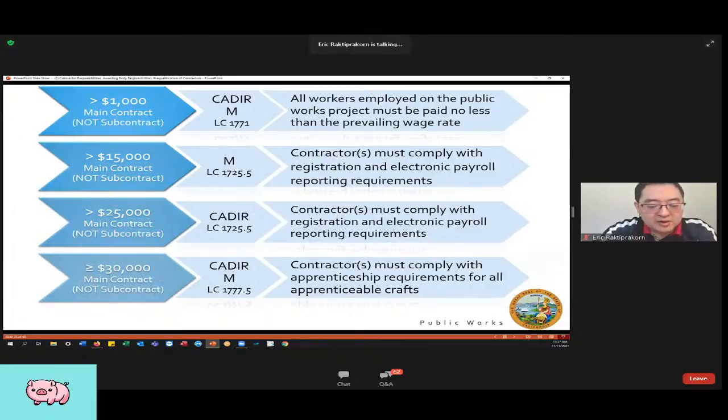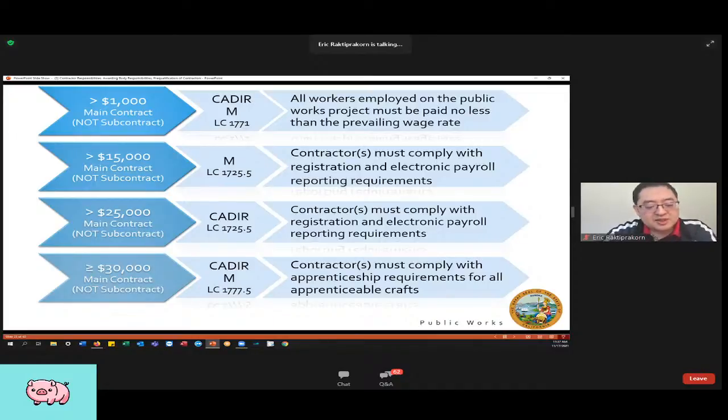So we have here a very helpful multi-purpose visual that visualizes and simplifies the various thresholds where prevailing wage and apprenticeship requirements initiate. If you look at the column on the left, it visualizes the various threshold amounts. So when these thresholds are met at the amount specified, requirements will initiate. But keep in mind, we emphasize that this is the main contract and not the subcontract.